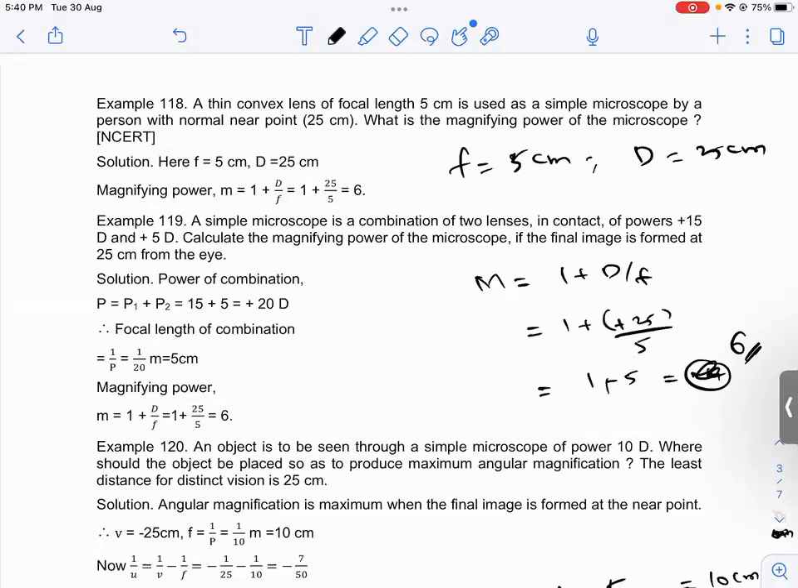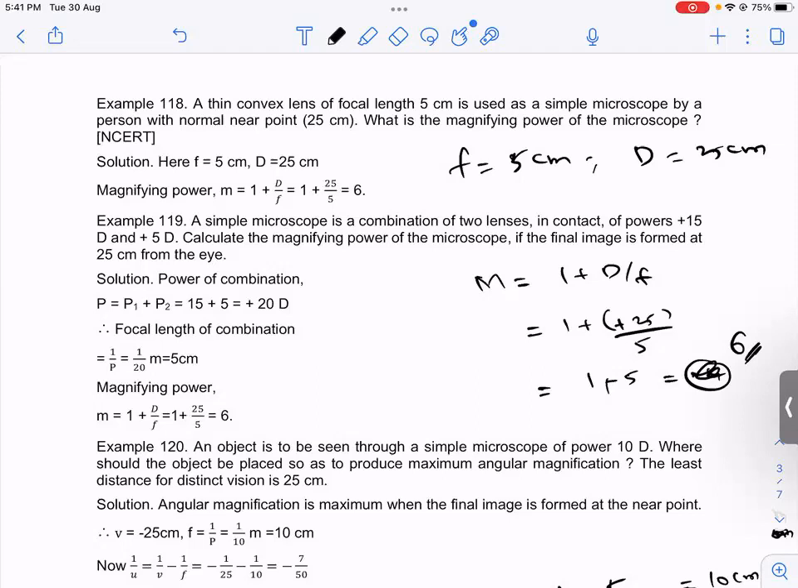Am I clear? Next. Look at the 119th example. A simple microscope is a combination of lenses. They have formed a simple microscope as a combination. This is a hypothetical situation. They wanted to frame a simple microscope which is a combination of 2 lenses in contact.